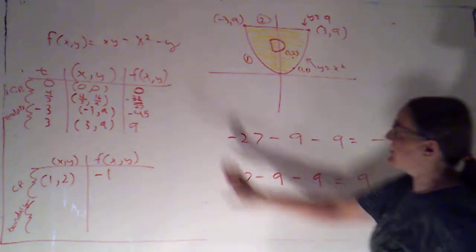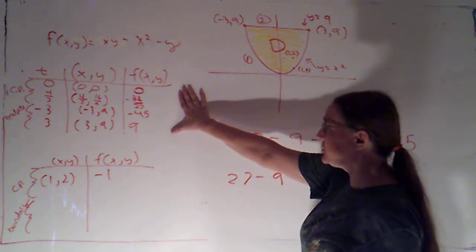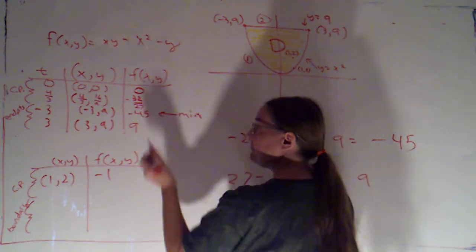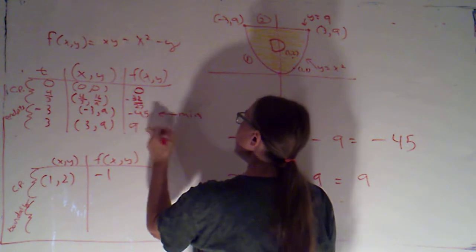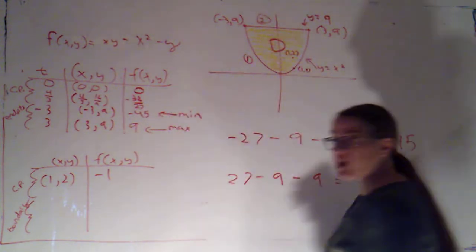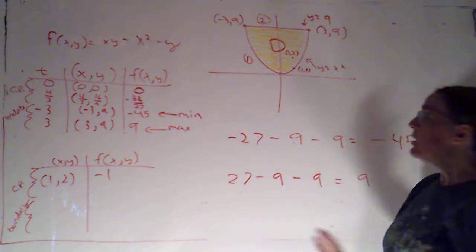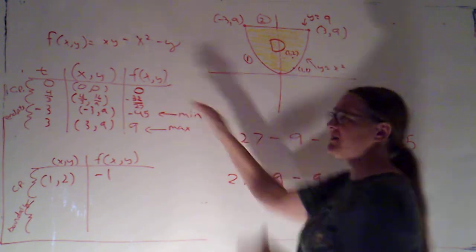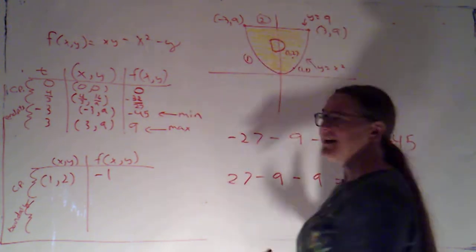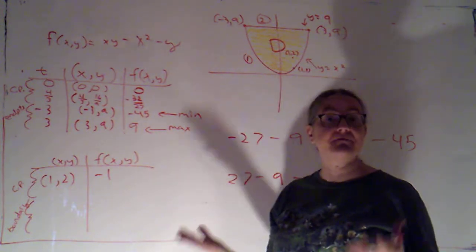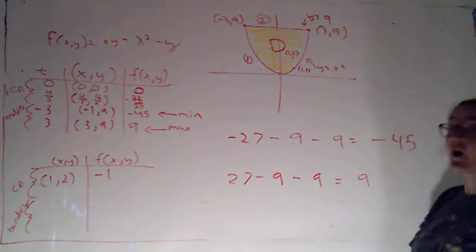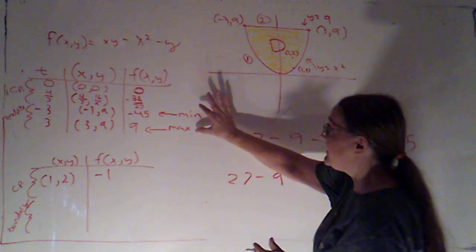All right, so if I take a look just on the boundary curve here, I can see that negative 45 would be my min for just that portion of the curve, and 9 would be my max for just that portion of the curve. Which means these points don't even qualify as being the biggest or the smallest just on the boundary curve, so they can't possibly be the location of the absolute max and the absolute min on D as a whole, but these points could.